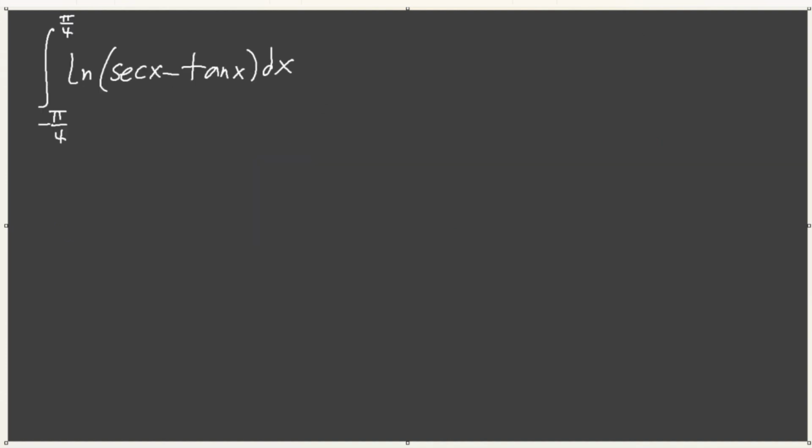What on earth is this? Ln of secant of x minus tangent of x. What do we do here? Well, notice that if we do u equals negative x, the only odd function is the tangent of x here. And so when we do this, we get ln of secant of x plus tangent of x dx.